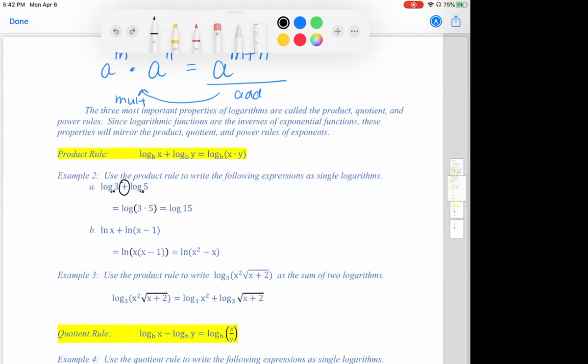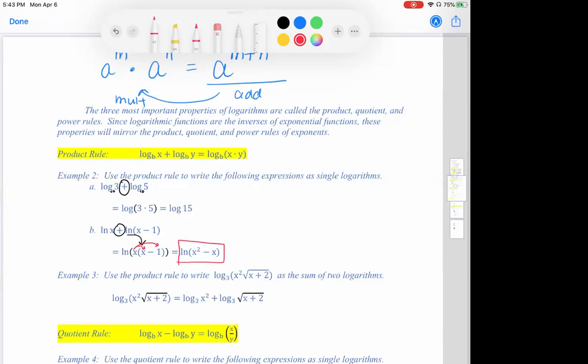ln of x plus ln of x minus 1. So because we have an ln and the base isn't written, we assume it's base e. Because it's being added, I can rewrite it as multiplication with only 1 ln. So instead of using 2 ln's, I use 1 ln. So I have ln of x times x minus 1. And then I'm forced to do some distribution. So x times x, x times negative 1. We're left with x squared minus x. ln of x squared minus x.